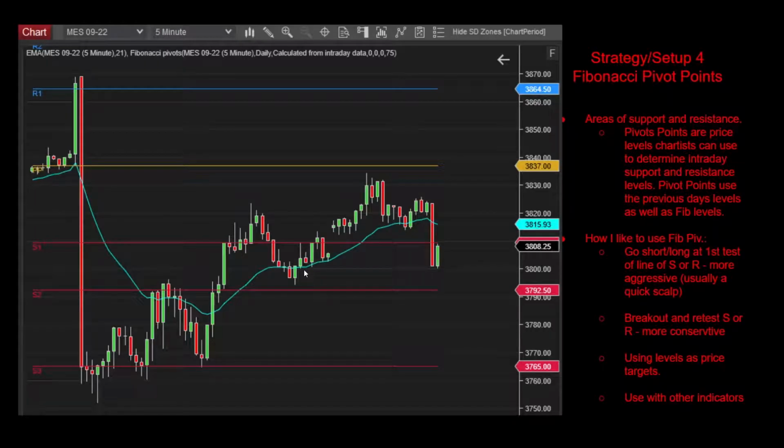Hey, how's it going? This is my Fibonacci pivot point strategy I like to use. They're basic pivot points, but they actually take into account some Fibonacci levels. This is a free indicator in MbTrader. Just go to the indicator tab and search it. You can add it to your charts.